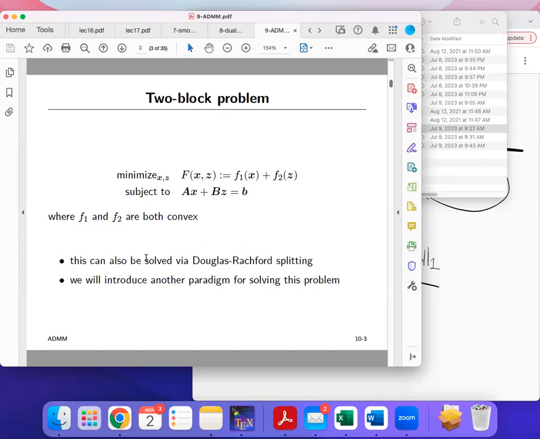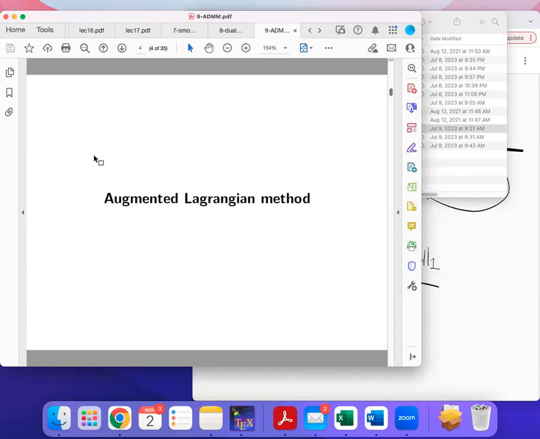In general, you can also apply Douglas-Rachford splitting to solve this problem. You just need to write down the formulation and figure out the operators A and B. But here we will do it in a different way. And the technique that we are going to introduce is the augmented Lagrangian method.